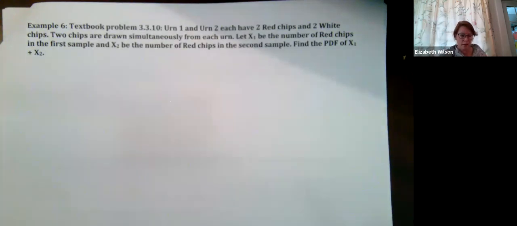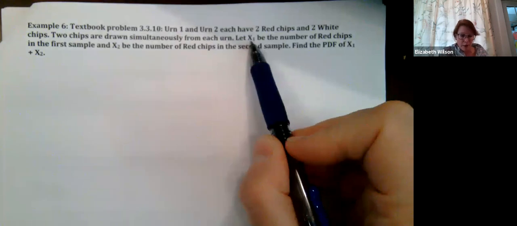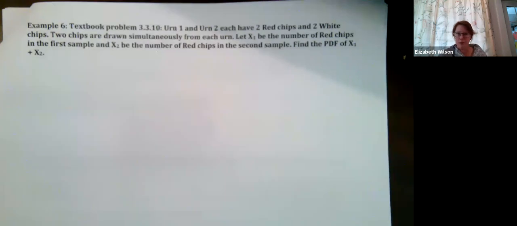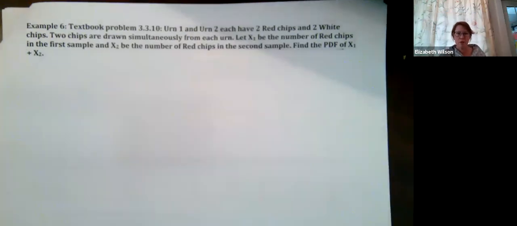So X1 is going to be our random variable for the number of red chips in the first sample from urn 1. X2 is going to be the random variable assigned for the number of red chips in our second bucket, our second urn. What we want to find is the probability distribution function for the sum of these 2. We're also going to build up a probability mass function for X1, and a probability mass function for X2 individually, and then use those to help us build up an overall probability distribution function for our sum. This is just so you can see where everything is coming from.